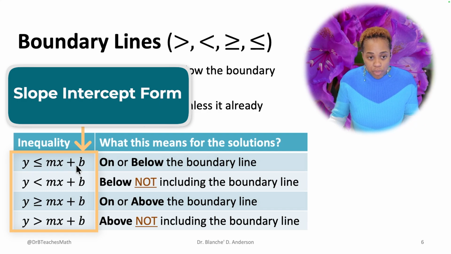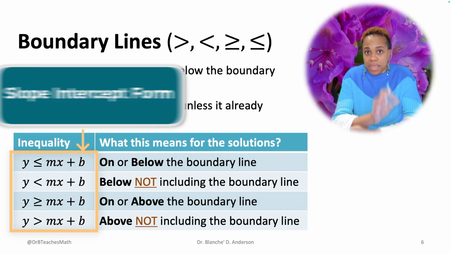So if you put it in slope-intercept form where you have the y by itself, then you're able to look at it and determine which side to shade. If you leave it in standard form, it's going to be harder, but you can still figure it out. It's just going to be harder. You just can't immediately look at it.